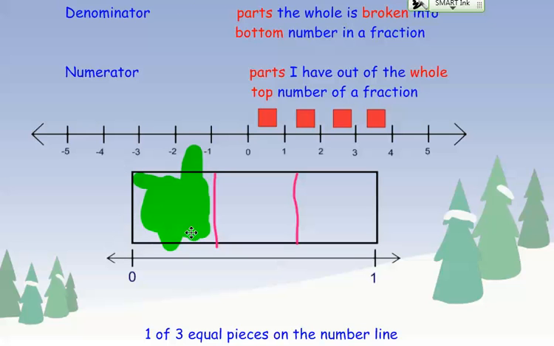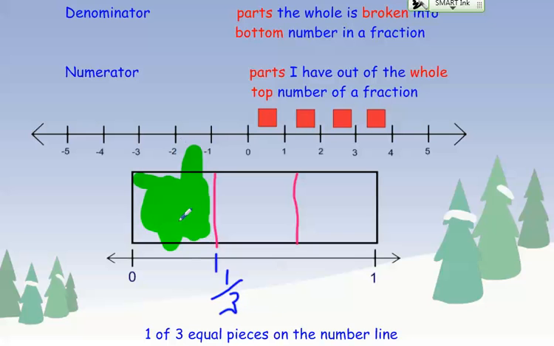So this is showing you 1 out of 3 equal pieces. So if I wanted to label that on this number line, what I would do is I'd come down from this line right here, and this spot on our number line is the first one out of the number 3.